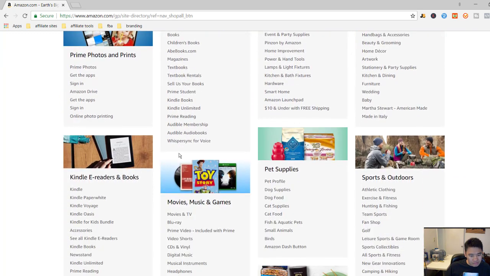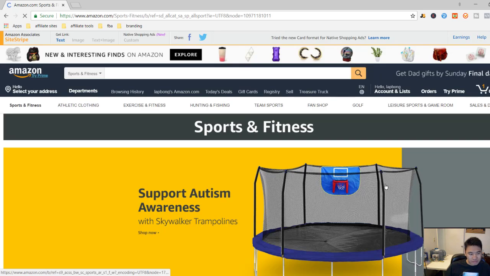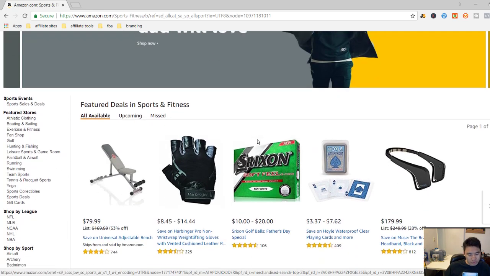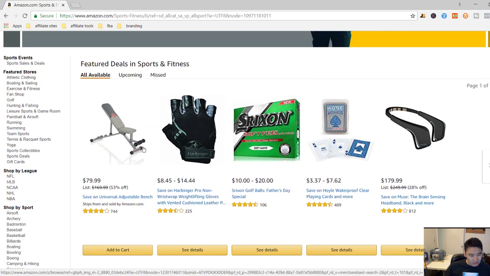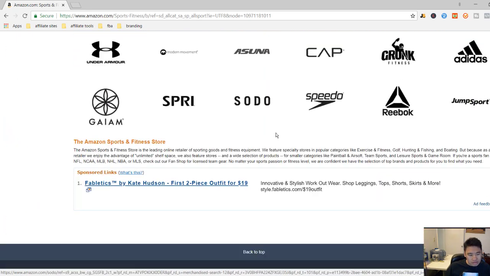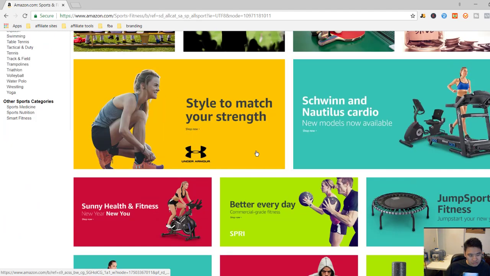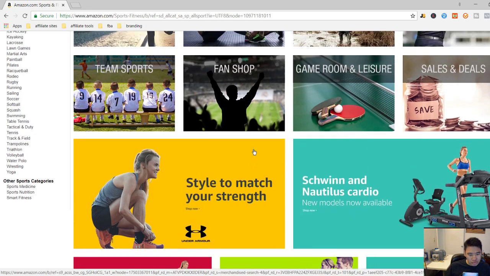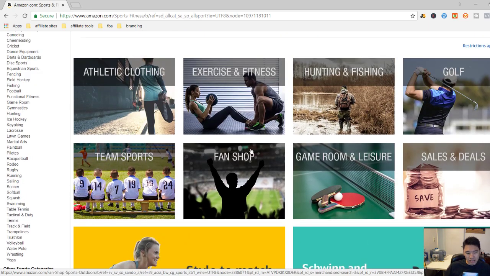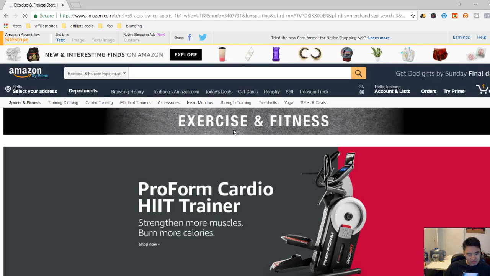Let's see here. So let's see, sports and fitness, right? A lot of people, everybody does sports and fitness. Okay, all right, let's try this. Let's go right here. I don't really like to do clubbing, so that's why I stay away from it. But you can if you need to. So exercise and fitness.